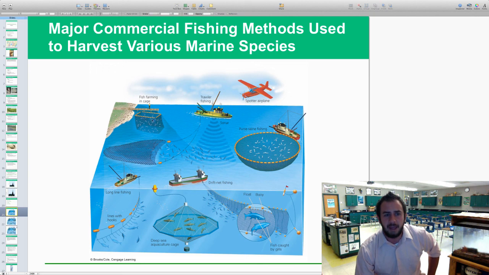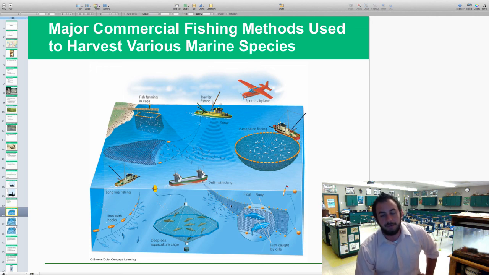Fish farming in a cage. You can actually farm fish off the coast in large cages and feed them. There's the long lining with the number of hooks and the fish attached to them. You can even do deep sea aquaculture for bigger fish like tuna and things like that. So you're keeping them trapped in a net, feeding them on a regular basis, but just keeping them offshore. Just a couple of different types of fishing methods, since you're controlling that a little bit better.